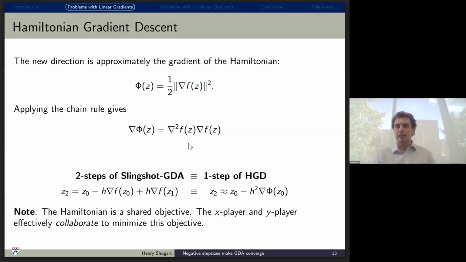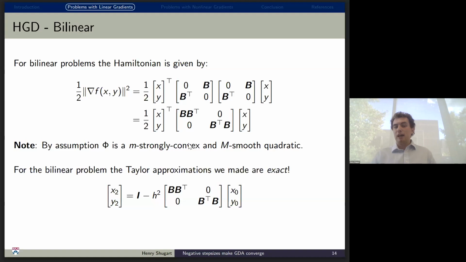Now I'm going to show you what this looks like in the specific example of the bilinear game, or the bilinear objective. So the Hamiltonian for bilinear functions is a little m strongly convex and big M smooth quadratic. And these values come from the spectral bounds that I showed you a couple slides ago. This is a nice function to optimize, in that we know how to optimize a strongly convex and smooth quadratic. There's a lot of good methods for that.